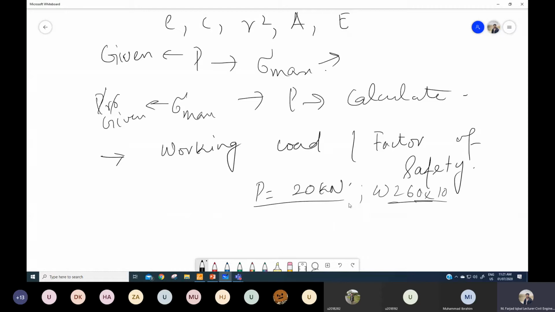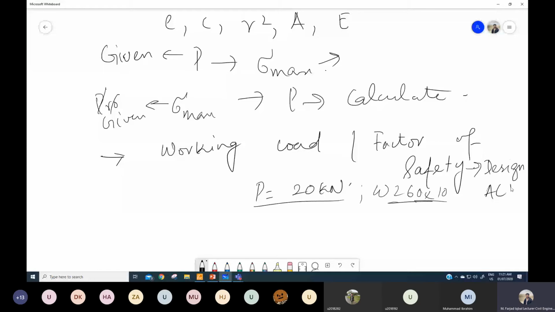But actually in the design procedures, you can't use this load directly. For example, if the client says that the column has to carry the load of 20 kilonewton, when you are designing or calculating the stresses, you won't use this load directly in the equation. There is some factor of safety which you will apply to this equation, and these factors of safety are specified by different design institutions.